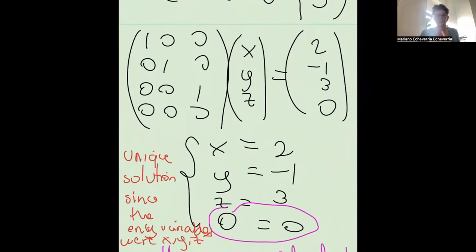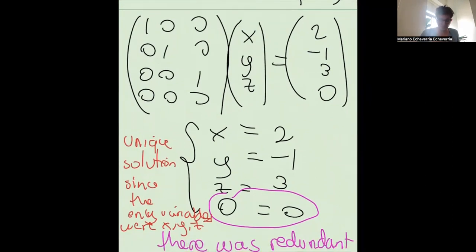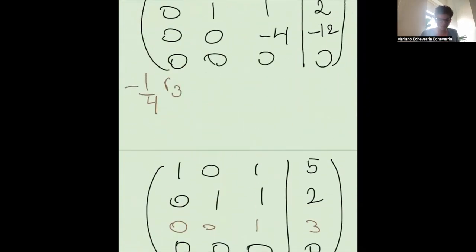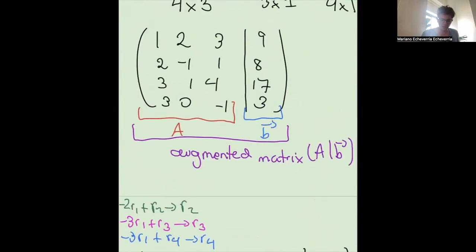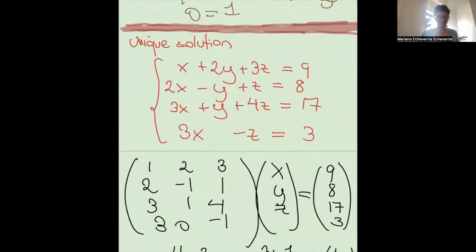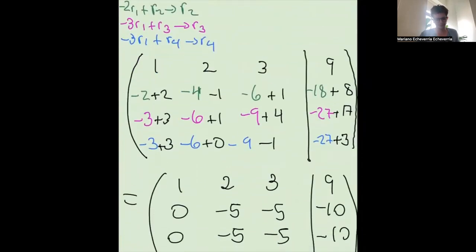There's no choice in what the values of the variables could be. The fact that this was 0 equals 0 is kind of saying that if you started with the four equations, there was some redundant information, because secretly the information of one of the equations is contained in the other three. Okay. So getting to 0 equals 0, it's fine. It's just saying that you had some extra junk in the equations.